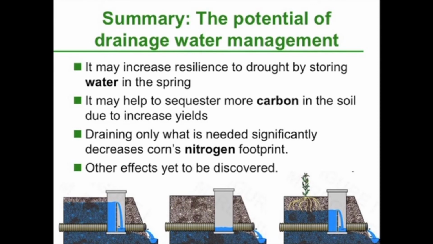So again, in summary, drainage water management seems to have potential, possibly to increase resilience to drought by storing the water. It can help to gain more carbon in the soil if we are successful at increasing yields. And certainly draining only what we need to drain can decrease corn's nitrogen footprint. And I'm sure that there are other effects yet to be discovered, and that'll be a great thing about this project. Thanks.